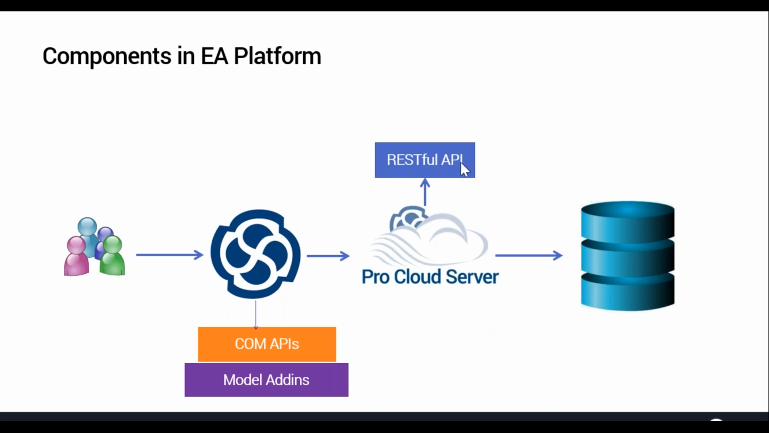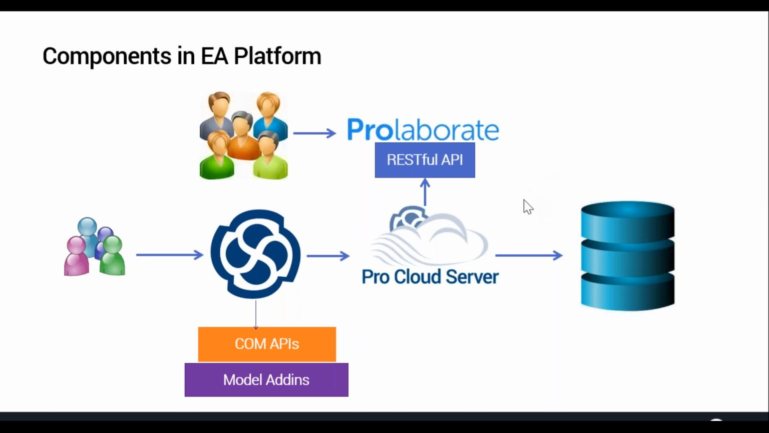And with that comes also the REST API. So ProCloud Server enables the RESTful API, which then changes the face of this tool, and we are now able to have the data that we modeled, the diagrams that we created, the tag values that we created in EA, now driving dynamic dashboards and curated reports and reviews and collaborations and everything that is required for a non-tech user to participate and share feedback. This is now possible because of exposing the data through the REST API, and that's where Prolaborate comes in. And that has really opened up the model information to a variety of stakeholders.